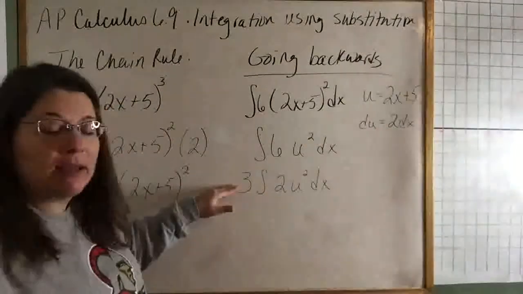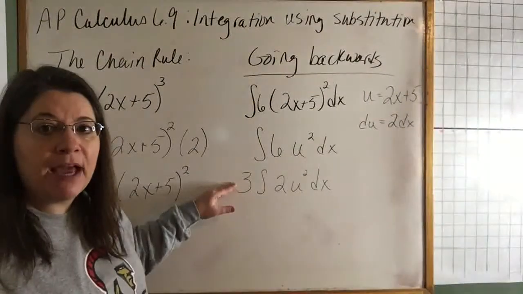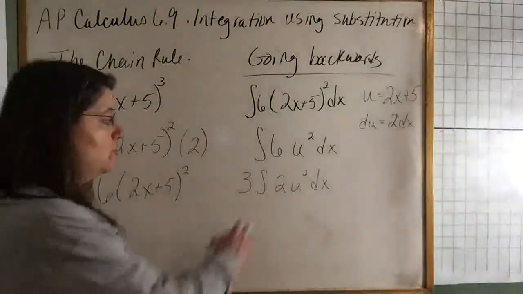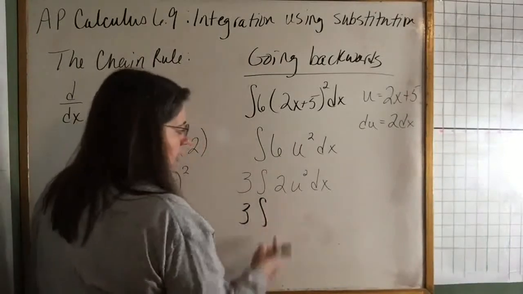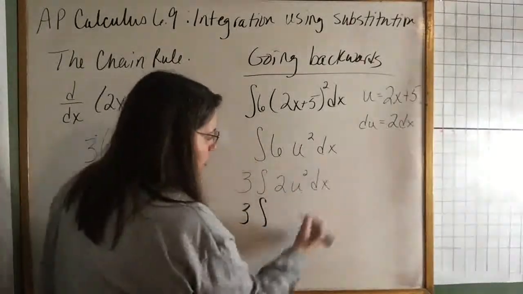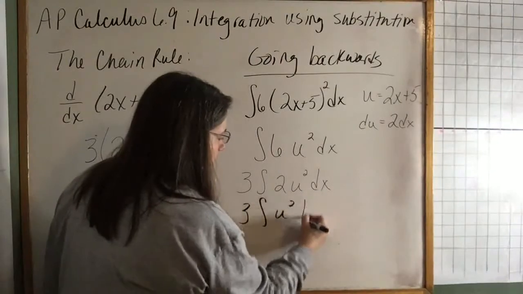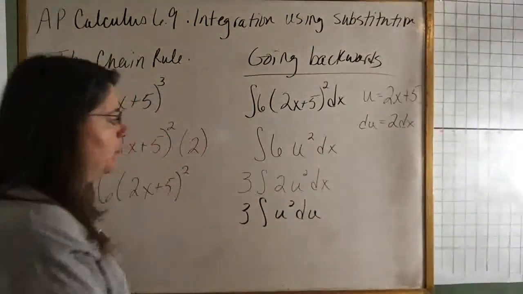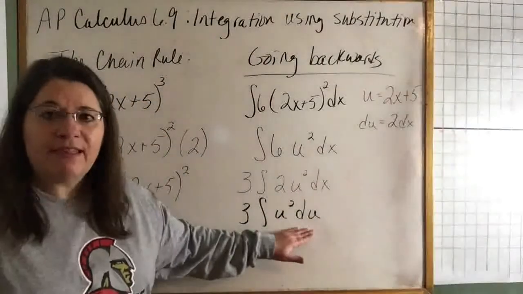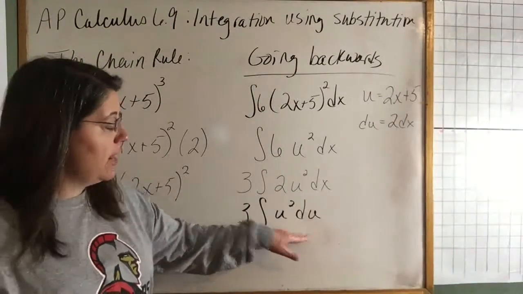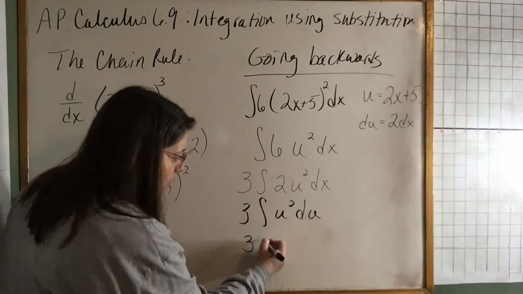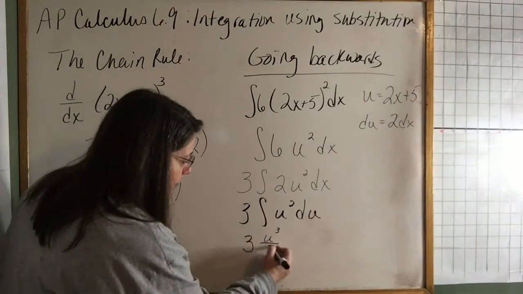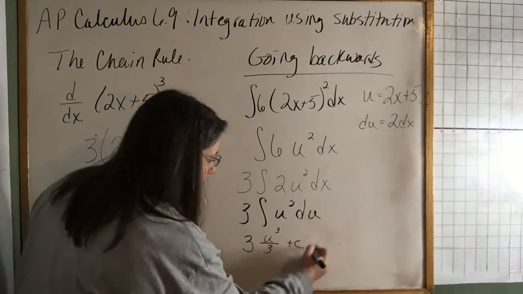That 3 can be outside or inside. It doesn't matter, but I'm going to put it outside to make my U substitution. So I've got the 3. 2 dx is du, so I've got U squared du. Now, think back when we first learned how to do integrals. That's a very, very simple integration. To solve that, I keep my 3. That's going to be U cubed over 3 plus C.